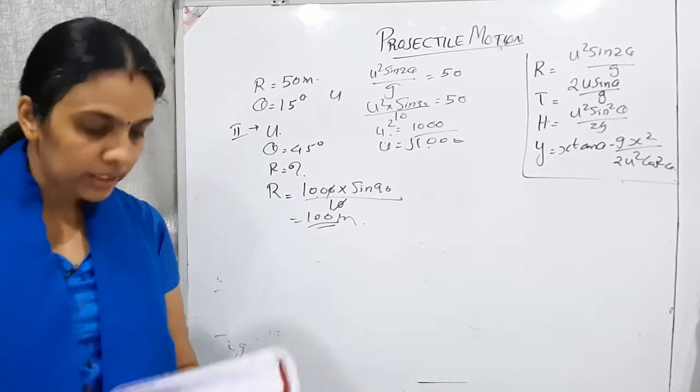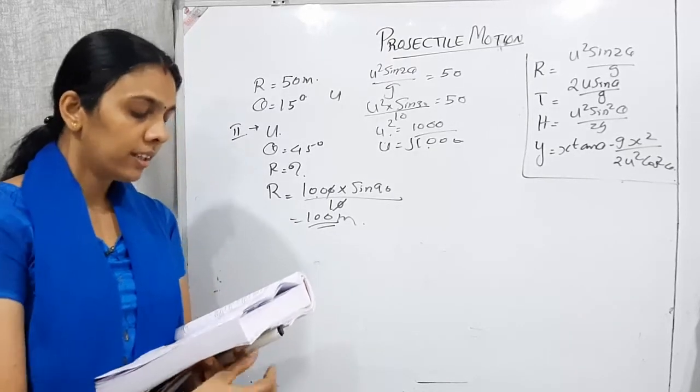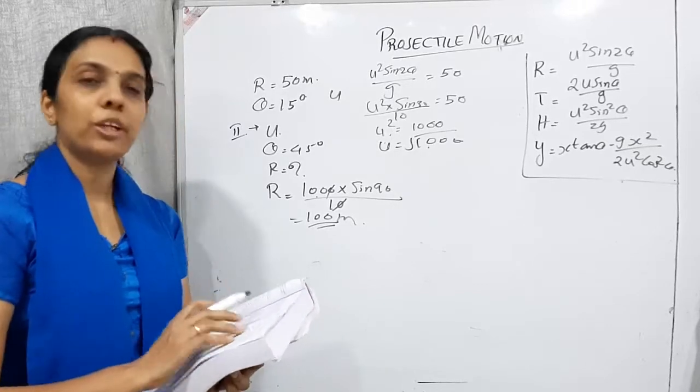Next question. A cricket fielder can throw the cricket ball with a speed of v0.